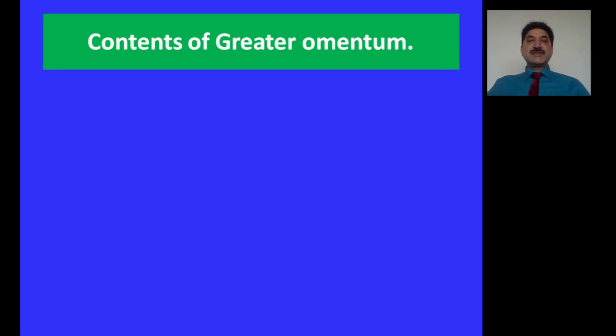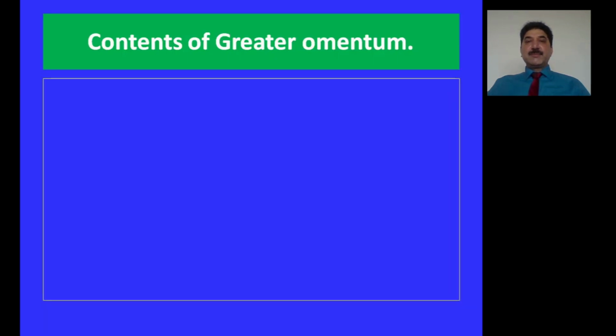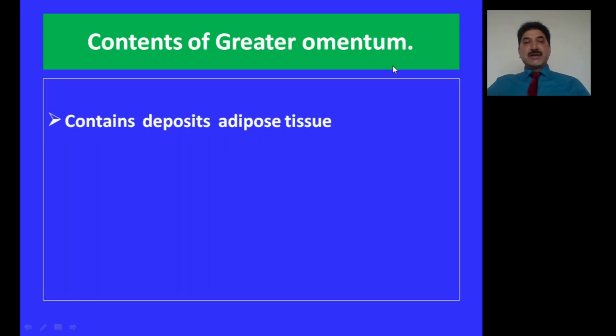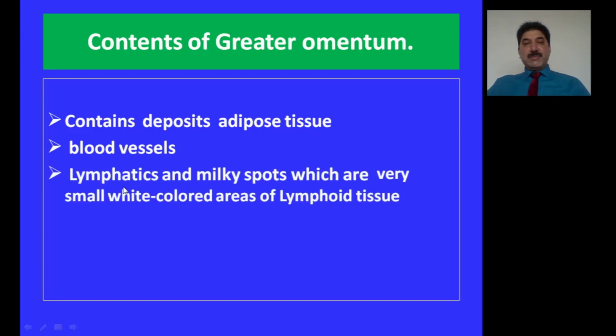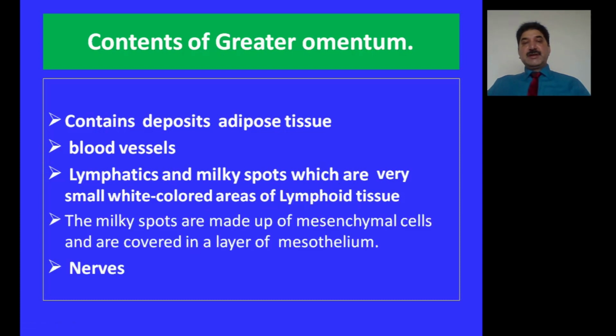Now what are the contents of the greater omentum? Greater omentum is basically a fold of peritoneum. So the contents are: it contains deposits of adipose tissue, blood vessels which include both arteries and veins, lymphatics and milky spots, which are very small white colored areas of lymphoid tissue, and nerves.